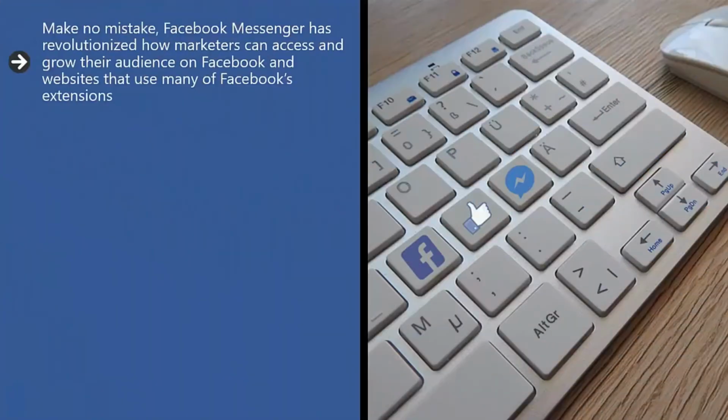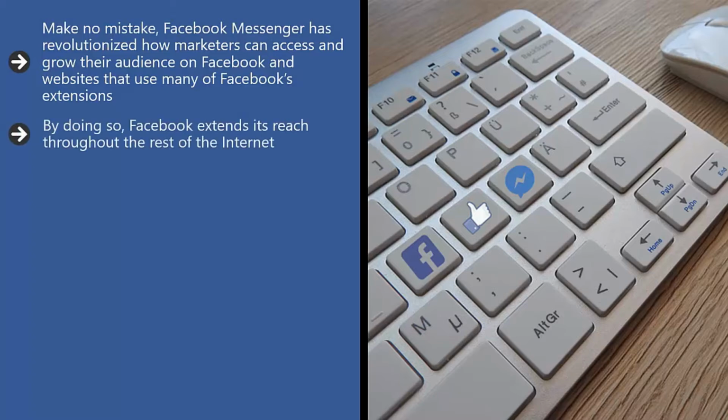Introduction. Make no mistake, Facebook Messenger has revolutionized how marketers can access and grow their audience on Facebook and websites that use many of Facebook's extensions. Please understand that Facebook is not just one platform. It is actually a set of related properties. It also shares key parts of its functionality with third-party websites. By doing so, Facebook extends its reach throughout the rest of the internet.